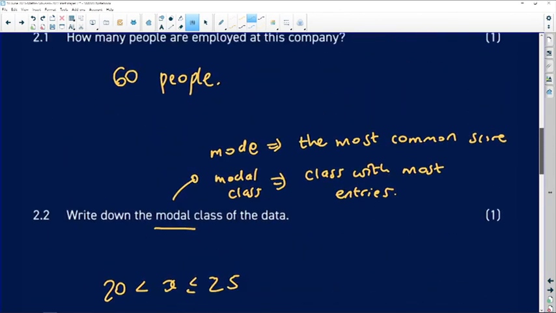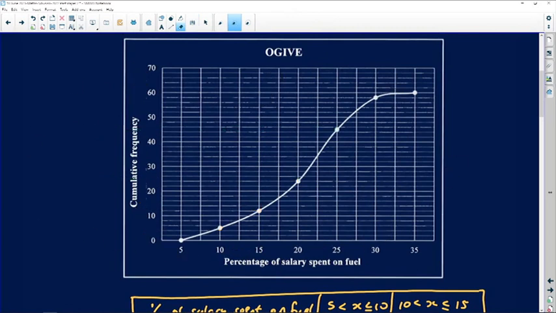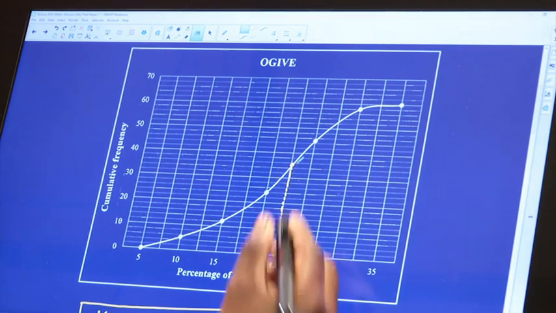Okay, so let's go back and find the 22.5 first of all. I'm going to clean this so that it's easier for us to see what we're interested in. Okay, so let's look for 22.5% on the x-axis. We've got 20 and then we've got 25. I think 22.5 is exactly halfway. That is where you're going to get 22.5%, right? So now I'm going to say, okay, if this is 22.5%, what is the corresponding cumulative frequency value? By the time we got here, how many people did we have?